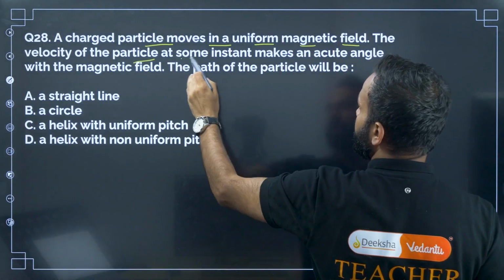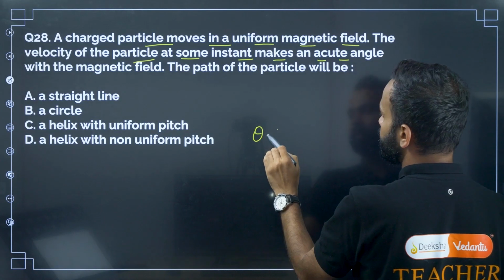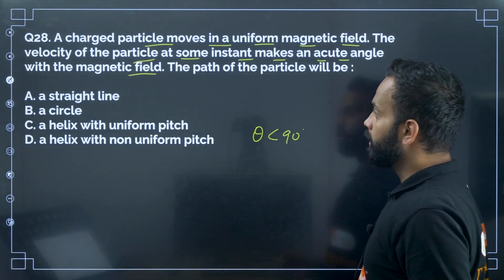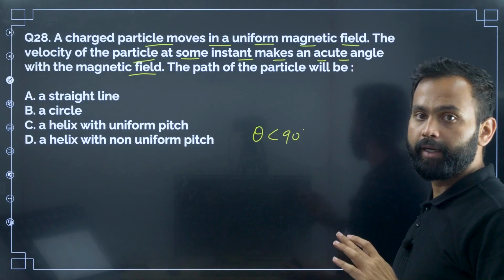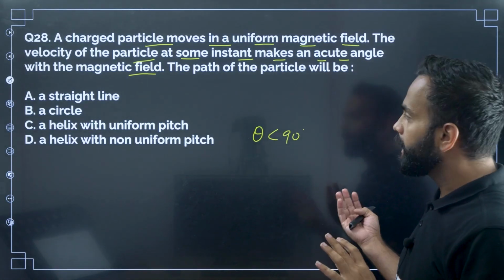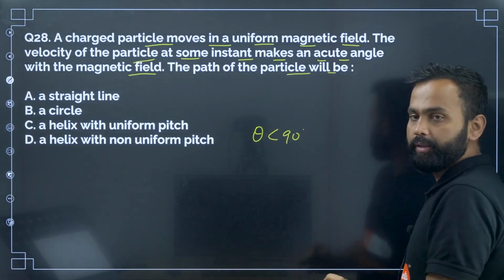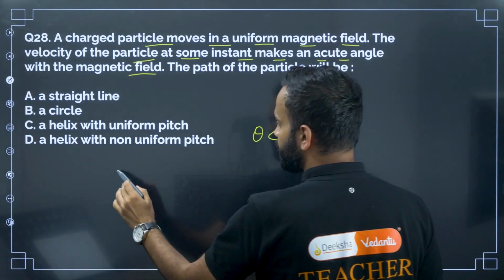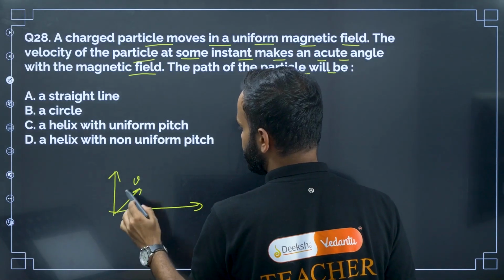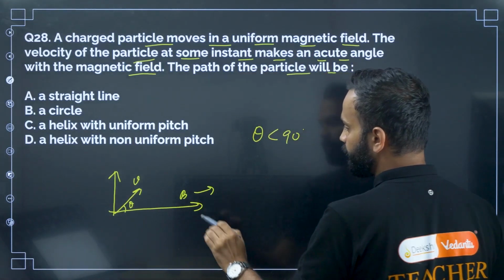The velocity of the particle at some instant makes an acute angle, that is theta is less than 90 degrees, with the magnetic field. The direction of the motion of the particle makes an acute angle with the magnetic field, right? Isn't it? So this is how the particle enters. The angle is theta. This is the direction of the magnetic field.